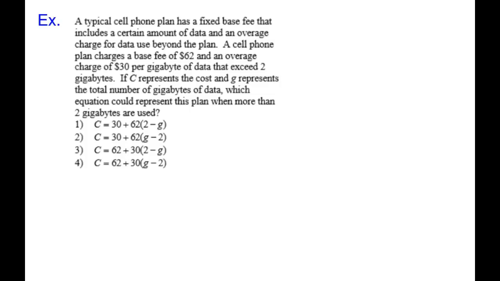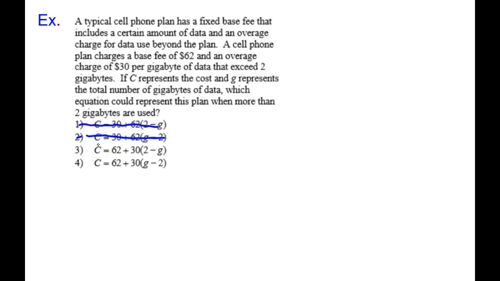So the first thing I'm going to do is try to eliminate some of the equations based on the information we're given. The information I'm going to start with is the base fee of $62. So no matter how many gigabytes you use, you for sure have to pay $62 for that plan. In the equation, that is going to be the constant, the number by itself. So if I look at equation 1, the constant is 30, and the same thing for equation 2, the constant is 30. So those two equations cannot work. The flat base fee of $62 is going to be the constant. So now we've narrowed it down to equation 3 or 4.